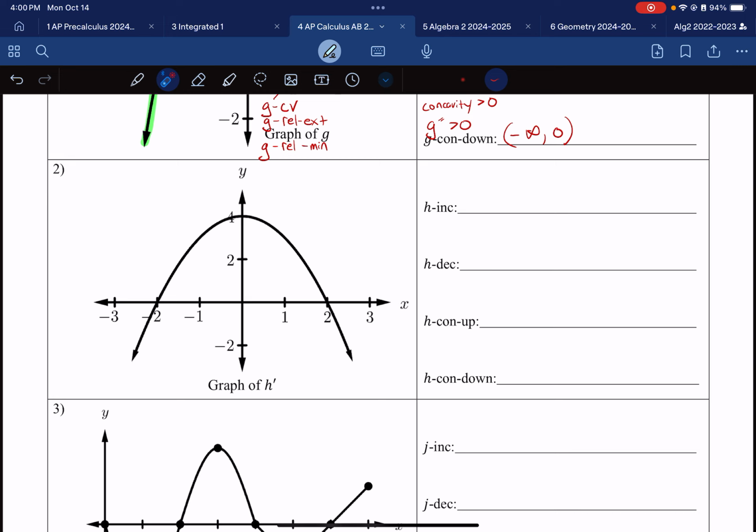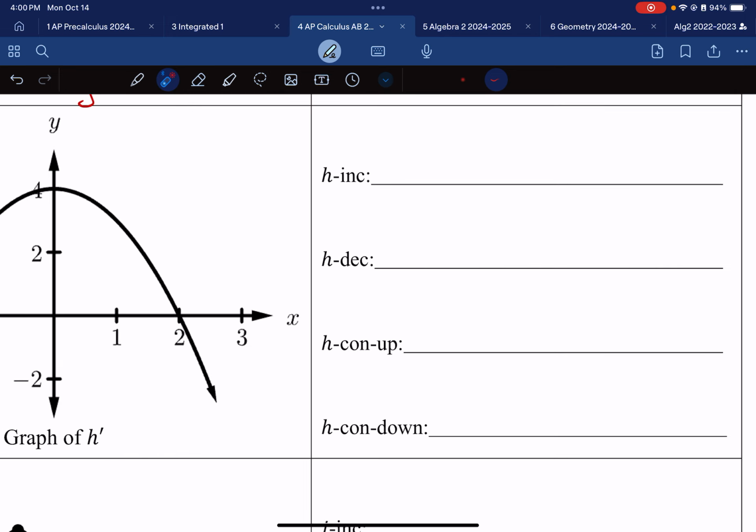So on number 2, I have to be really careful. Again, it's the same definitions as before, but it's a different interpretation. H increasing is H prime greater than 0, but H prime on a graph of H prime is now height. So we need height to be greater than 0. And same thing, H decreasing is where H prime is less than 0. Therefore, it's where the height is less than 0.